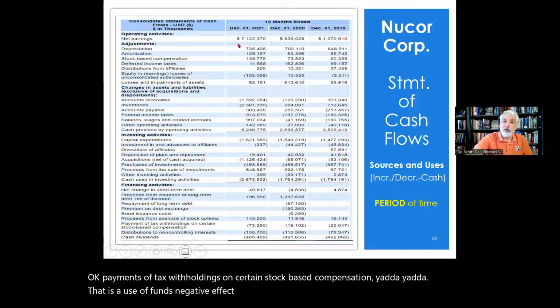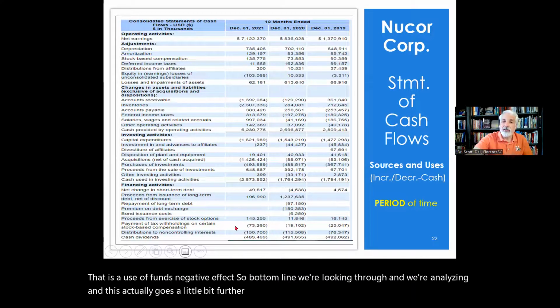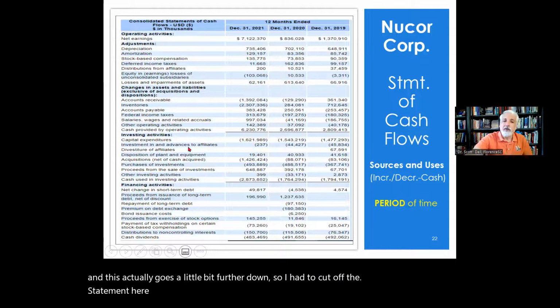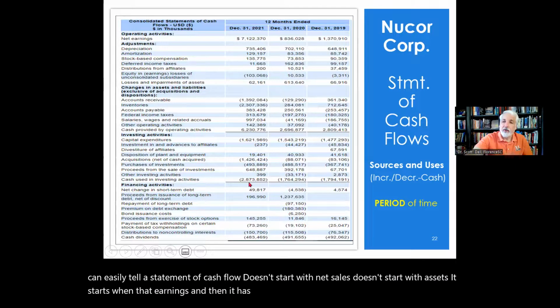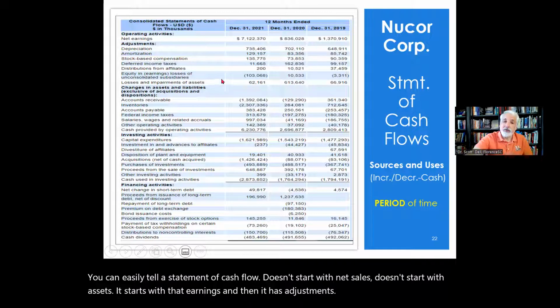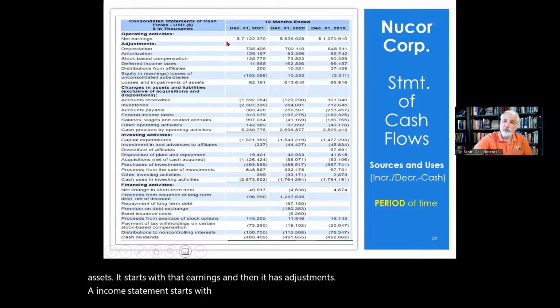So bottom line, we're looking through and we're analyzing. This actually goes a little bit further down, so I had to cut off the statement here. But operating, investing, and financing are the three categories we work with. You can easily tell a statement of cash flow doesn't start with net sales, doesn't start with assets. It starts with net earnings, and then it has adjustments. An income statement starts with revenues. If it starts with something besides revenues, it's not an income statement. The balance sheet, if it doesn't start with assets, it's not a balance sheet.